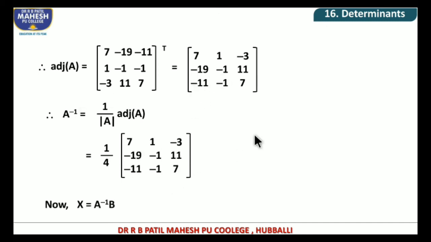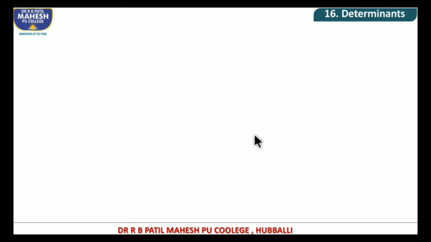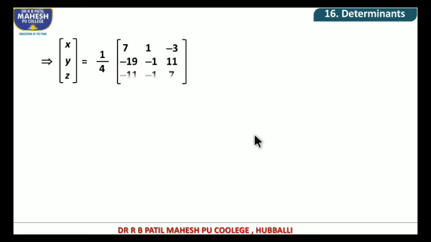And now X is equal to A inverse into B, we have to find out here. Therefore, the X matrix, the column matrix x, y, z, is equal to 1 by 4 into the matrix 7, 1, minus 3, minus 19, minus 1, 11, minus 11, minus 1, 7, and the matrix B is the column matrix 7, minus 5, 12. To simplify this, we have to multiply these two matrices, and 1 by 4 we write as the same 1 by 4 into, here we multiply the first row and first column.